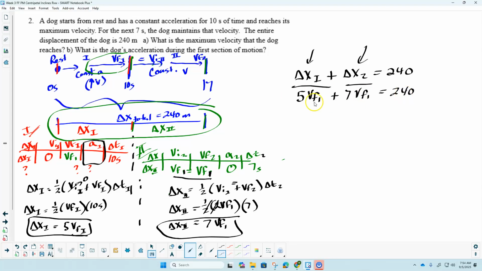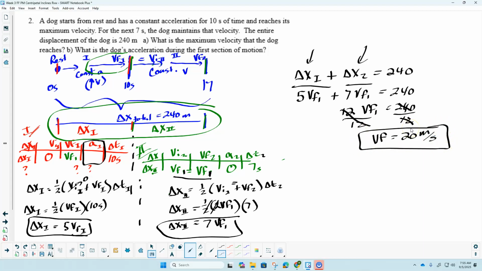So at this point, it's just algebra. So this is 12 VF1 equals 240. And now we're in pretty good shape. We divide through by 12, and we get the final velocity to be 20 meters per second. So the dog at the end is running really fast. It's running at 20 meters per second. That's the answer or solution to part A.